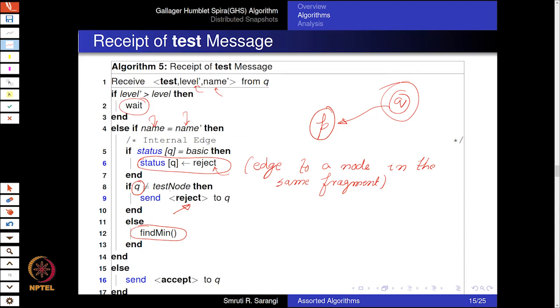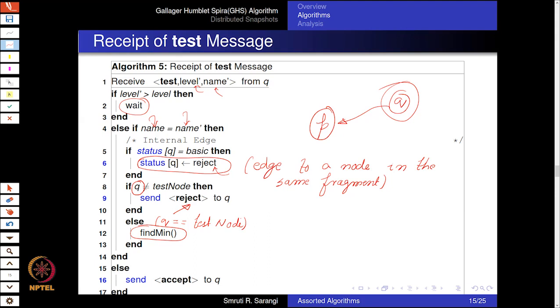So the fact that Q is a test node basically means that a test message has been sent to Q, which means that over due course of time, Q will mark the edge to me as reject, so I need not bother.